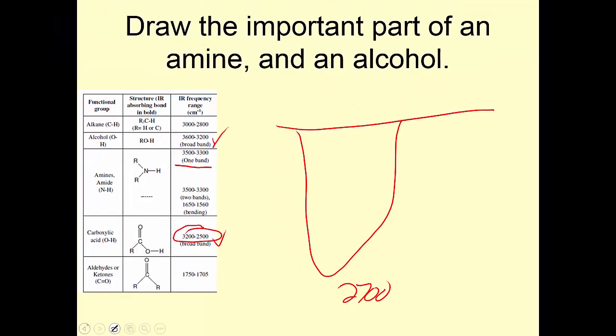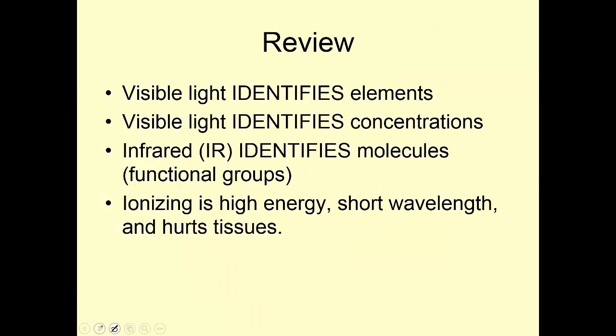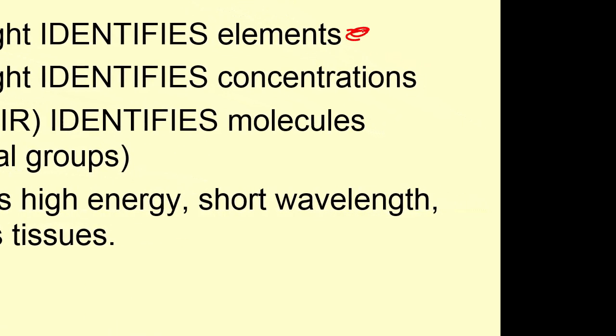And that's it. So again, look at the real ones and see how they've got all kinds of junk in them, and we're just going to make an idealized look at it. You need to know visible light identifies the elements. Visible light identifies concentrations. IR identifies molecules, which are functional groups. Ionizing is high energy, short wavelength, and hurts tissues.